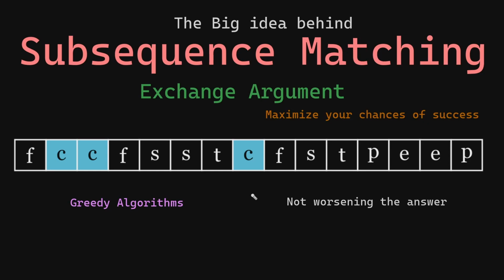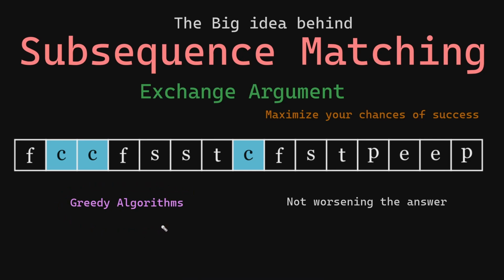Before we discuss how to handle ties to ensure the lexicographically smallest subsequence, let us go back to our original problem of subsequence matching and talk about the proof of correctness of the greedy algorithm that we had come up with.